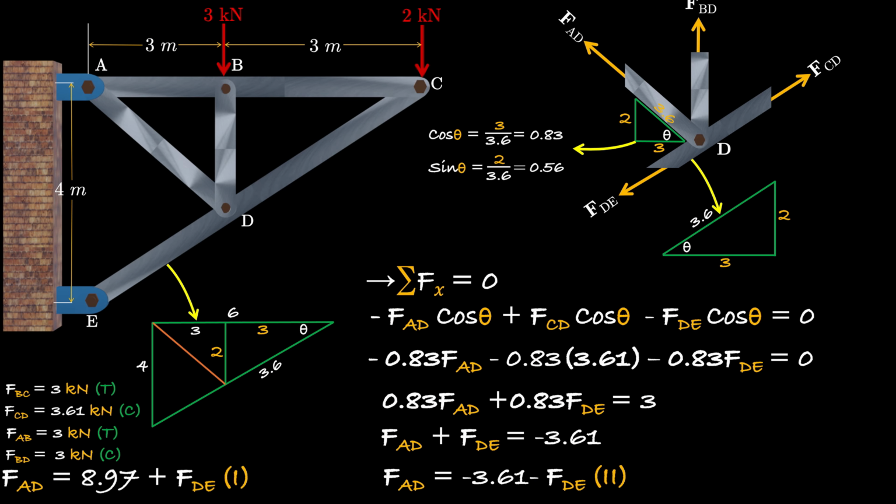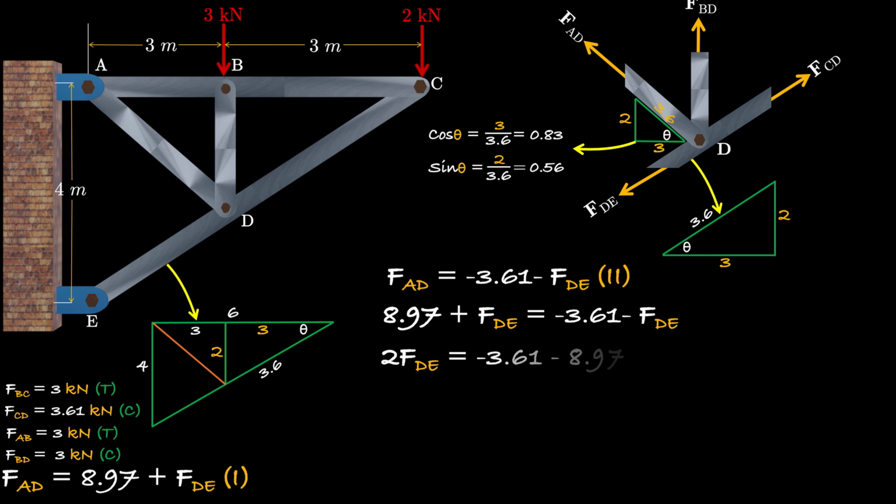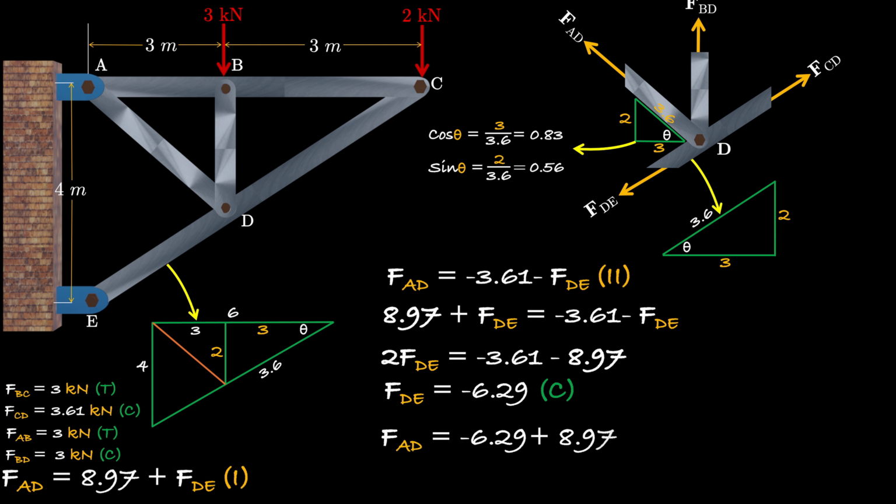So now that we have two equations, all you have to do is to equate equation 1 to equation 2. So we're going to have 8.97 plus FDE equal to negative 3.61 negative FDE. Now let's group like terms. So that means we have to divide both sides by 2 so that we can come up with the value of FDE. Right, so since the value is negative, that means it's under compression. And now to find the value of FAD, that means we have to substitute FDE in equation number 1. And if we do that, we're going to have 8.97 minus 6.29. We're going to get our answer as 2.68. Since it is positive, that means FAD is under tension.